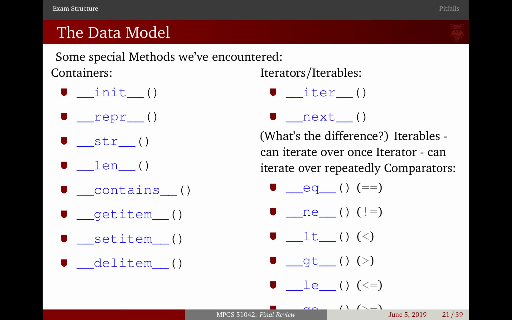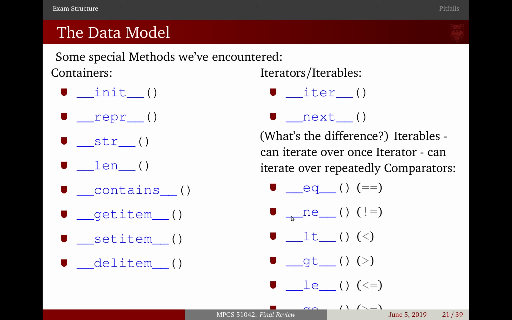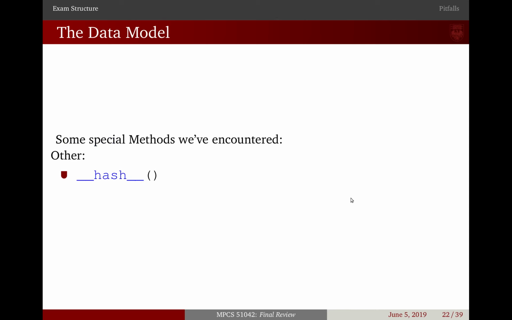Okay, other special methods that we've encountered would be hash, which is like the only major one that I would say kind of fits outside of these different categories, where we have all of our comparators, we have all of the operators and those kinds of things. Hash is one that tells you how to create a unique identity for that object.